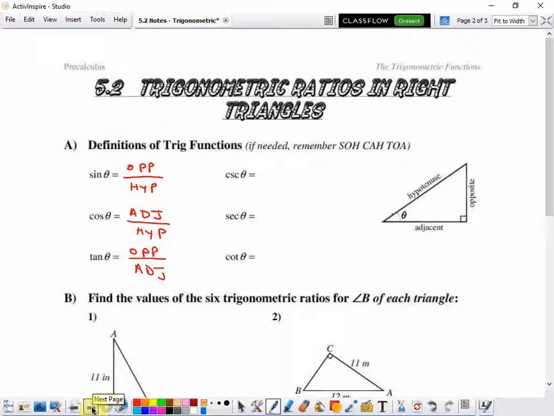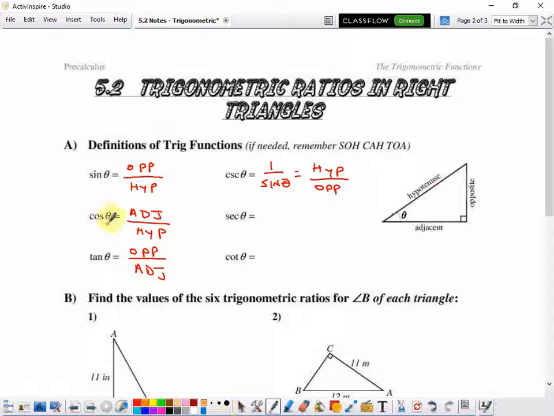The ones you might not be quite as familiar with are cosecant, secant, and cotangent, and those are just reciprocals of what we have over here. Okay, so sine, its reciprocal is called cosecant. So this is 1 over sine theta, which just means the reciprocal of sine. Hypotenuse over opposite.